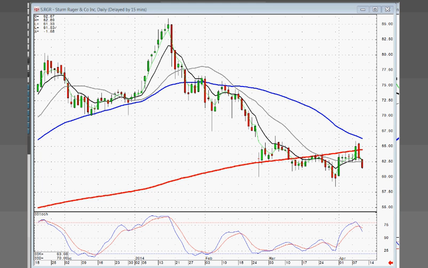Can you just discuss support levels for marks? Well, for marks, let's see. Oh, for markets. Let's see. I don't know what the support levels are.